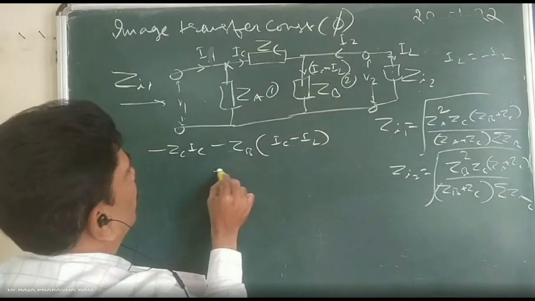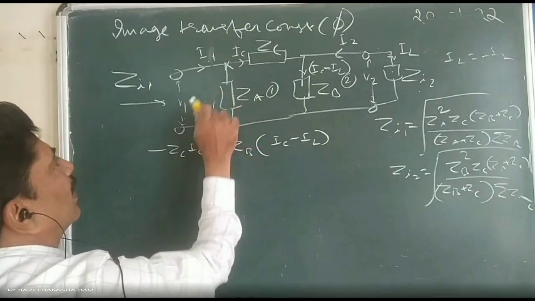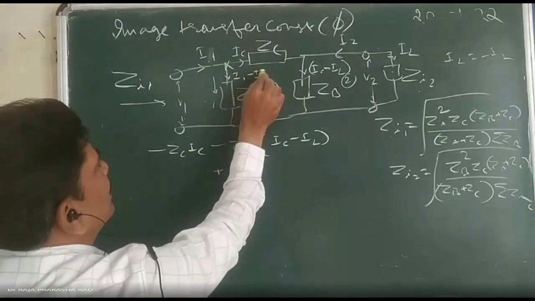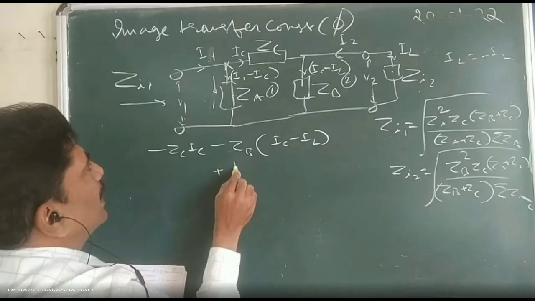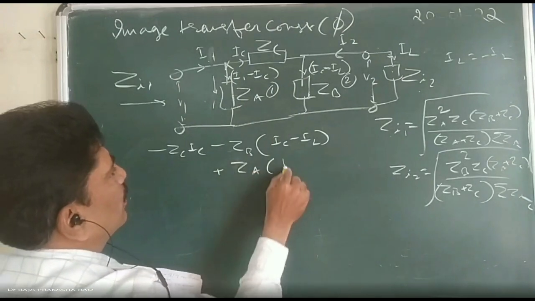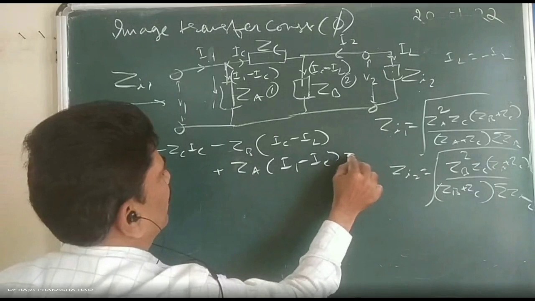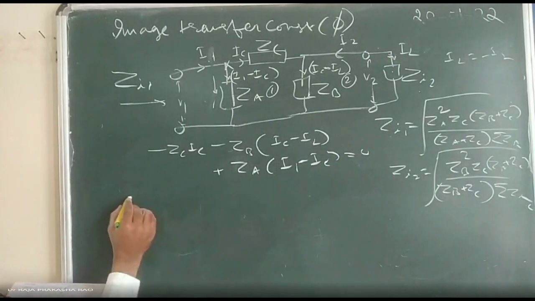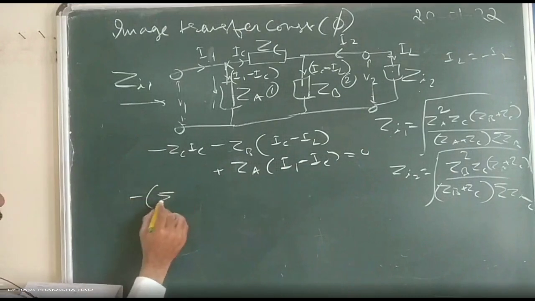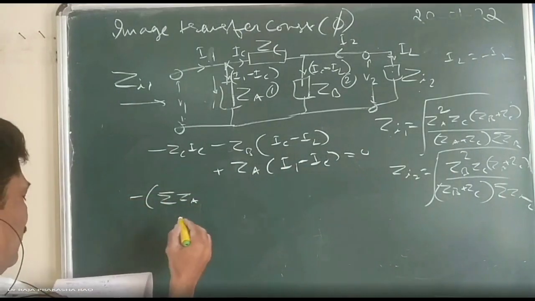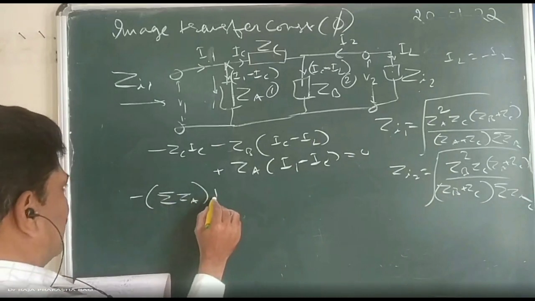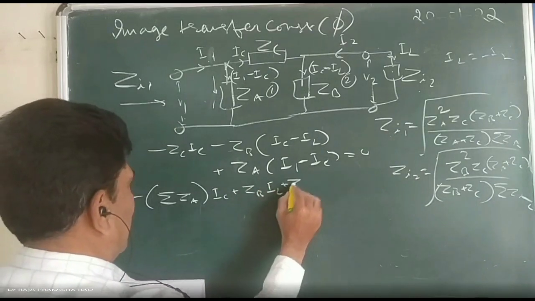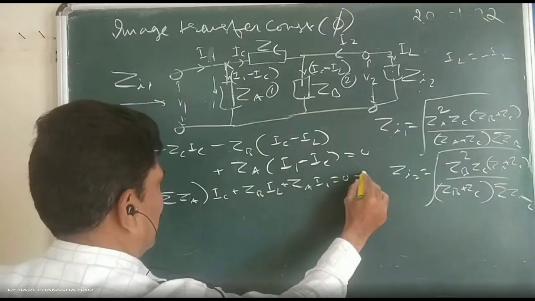then plus, we are moving again in the direction of current. The actual current moving down is I1 minus IC. So plus ZA into I1 minus IC equal to 0. After simplification, you will get minus sigma Z, that is ZA plus ZB plus ZC, into IC plus ZB into IL plus ZA into I1 equal to 0, equation number 1.